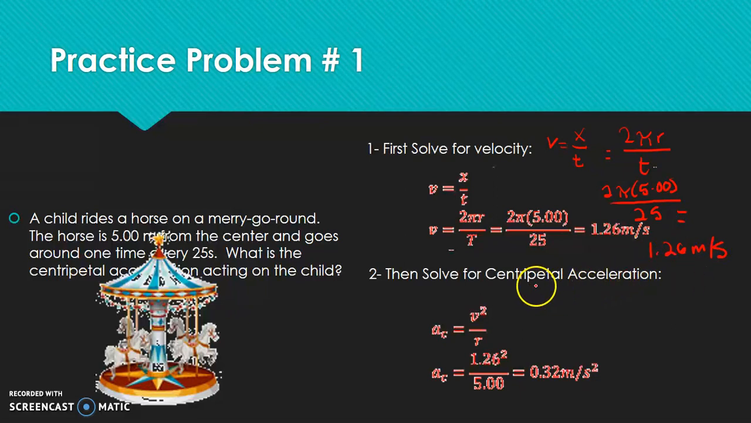Then we're going to solve for the centripetal acceleration using the formula that we know. So centripetal acceleration is the velocity squared divided by the r. So the velocity squared is what we just calculated above, so 1.26 squared divided by the radius, which is 5.00 meters. Apologize. And we should get 0.32 meters per second squared.